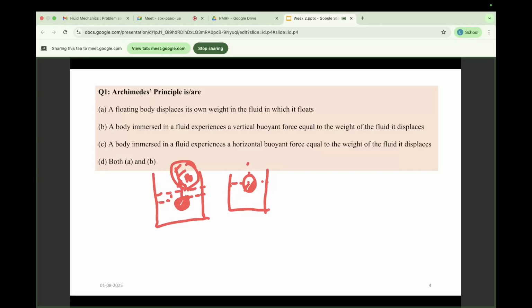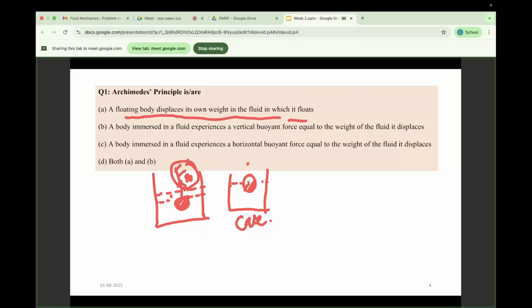And similar is the case where it is partially submerged. So what is option A? A floating body displaces its own weight of the fluid in which it floats. Okay, it's right. Next, a body immersed in a fluid experiences a vertical buoyant force equal to the weight of the fluid it displaces.